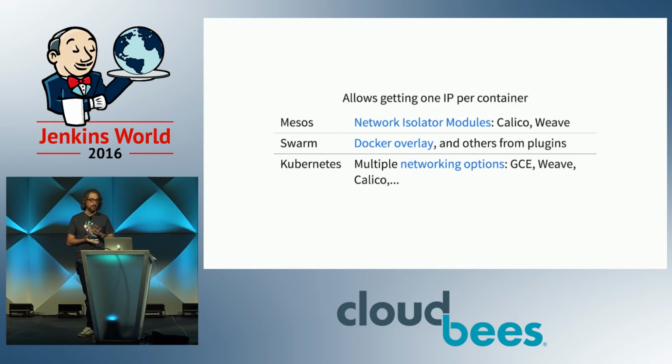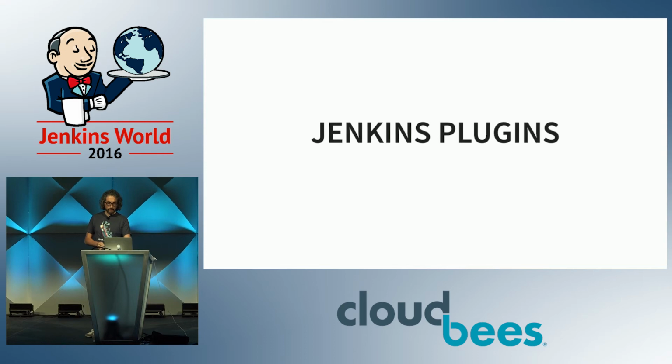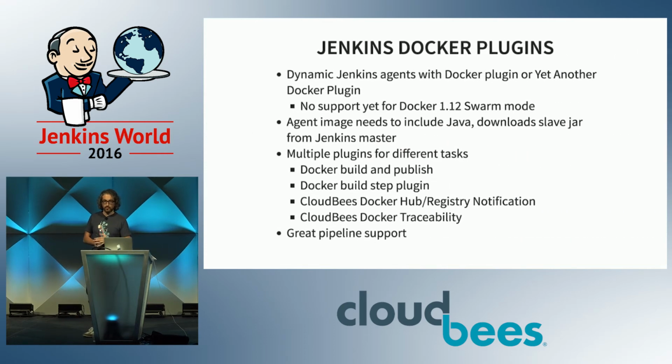And in different cluster schedulers, you can have one IP per container and having network virtualization. All of them support it in different ways, like Swarm uses Docker overlay and allows you to, again, with plugins, extend that. Mesos has like network isolators, and Kubernetes also has different options. And I'm going to talk about the support in the different plugins of the three schedulers.